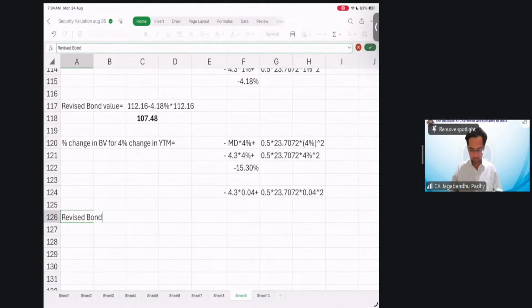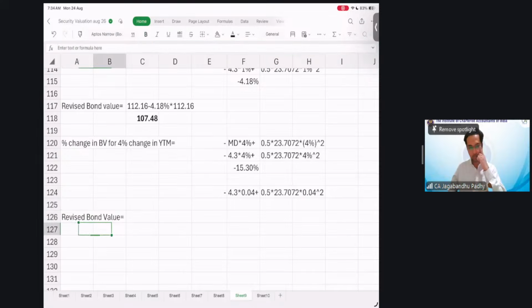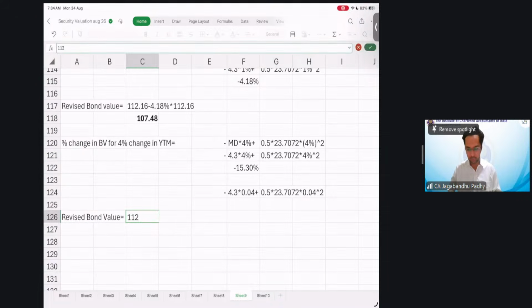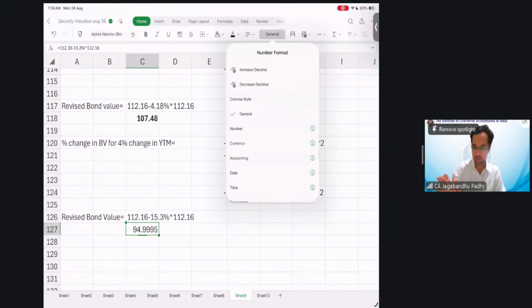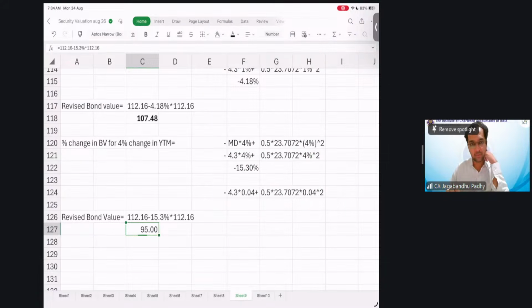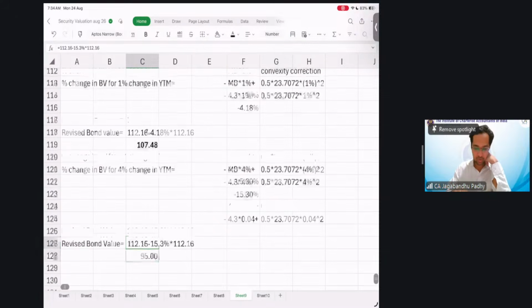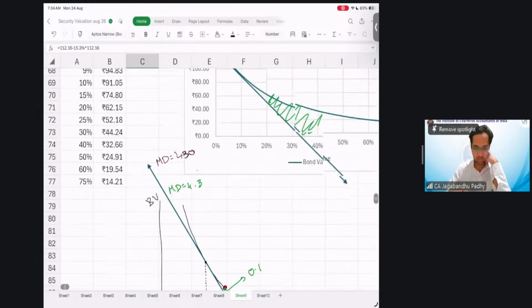Okay, so what will be the revised bond value? The revised bond value is 112.16 minus 15.3% multiplied by 112.16. That comes out to be approximately 95. So let's check at 9%, what is the bond value?